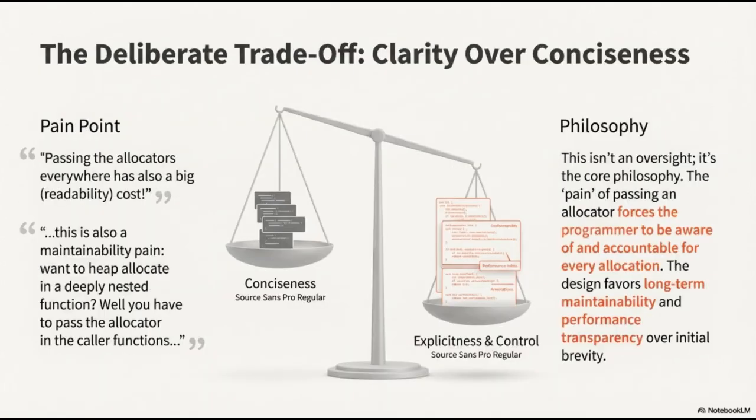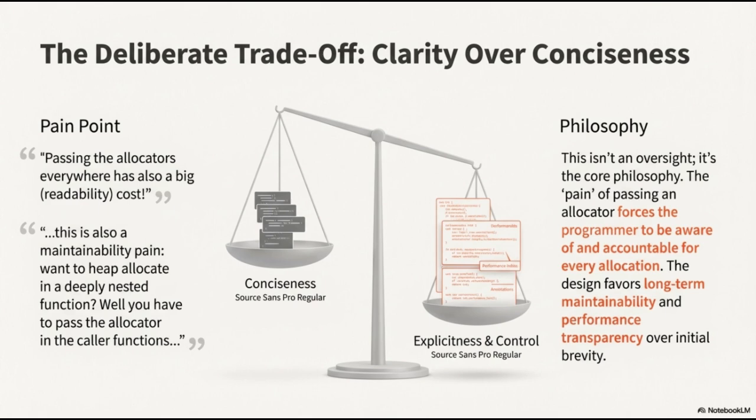This slide addresses a fundamental design philosophy, the deliberate trade-off of clarity over conciseness. A common pain point often raised is the perceived cost to readability and maintainability when allocators must be passed explicitly throughout a codebase. It can feel burdensome when a deeply nested function requires a heap allocation, necessitating changes across the entire caller chain. However, as illustrated by the balance scale, this requirement is a conscious choice rather than an oversight.